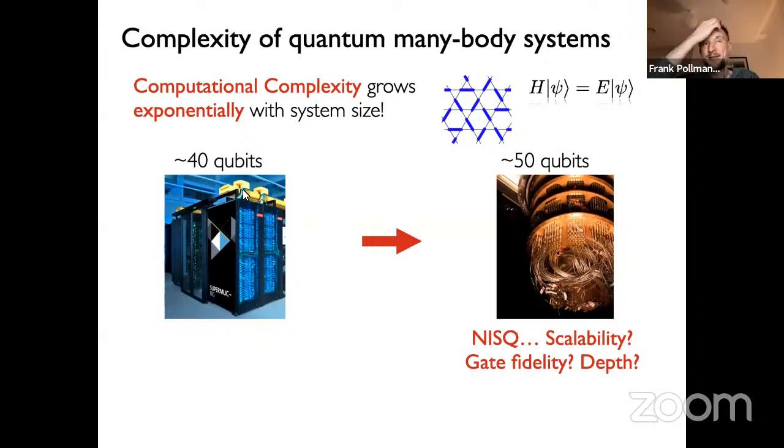That's in many cases not enough, because many of the questions we might want to answer, for example, what is the ground state of a spin system on this Kagome lattice, require knowledge of way more than 40 qubits. So this is where we are now.